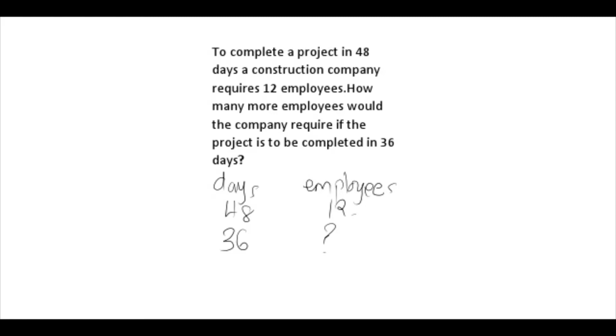So the point here is the employees must increase so that the work will be completed in 36 days. So the number of employees should be more than 12. That is the point, because 12 does our job in 48 days. What about 36 days? We'll need personnel who are more than 12.